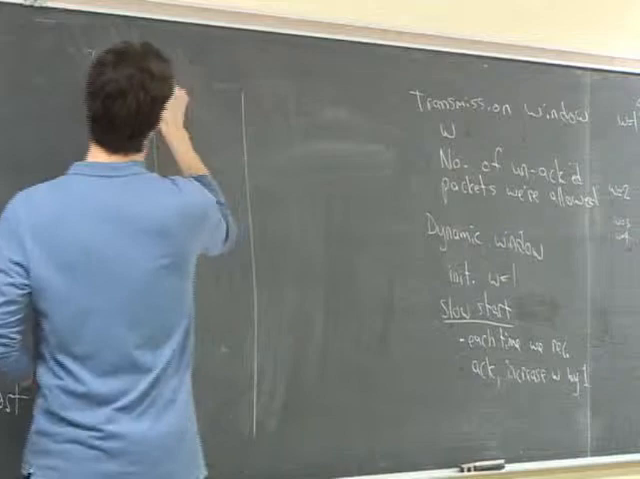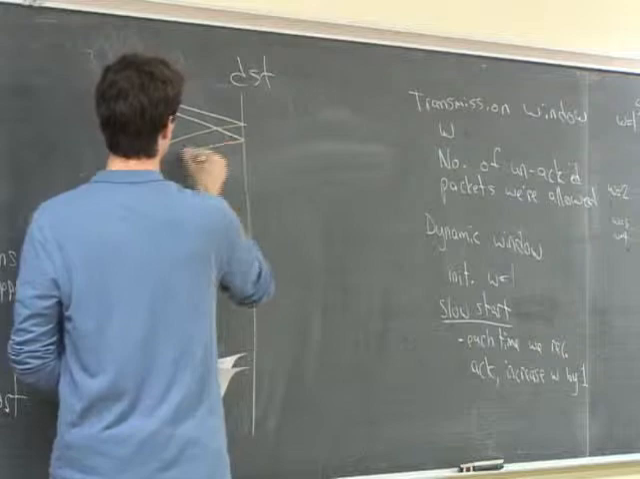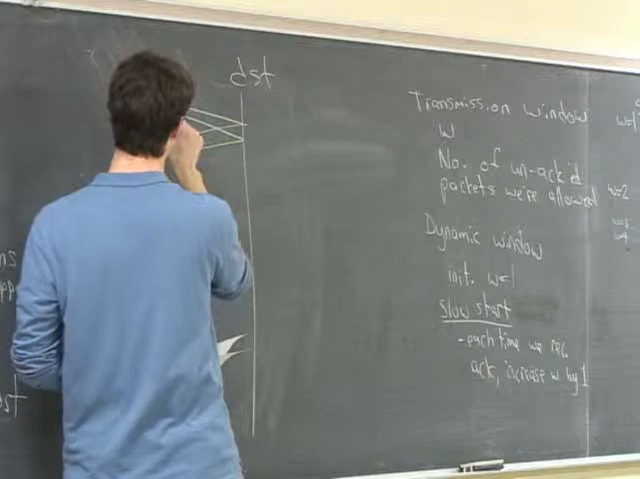So we have our source, we have our destination. Our window size is 2. So we send out 2 packets. We get 2 acknowledgments back, and we get these acknowledgments within 1 round trip time. So this is round trip time 1.